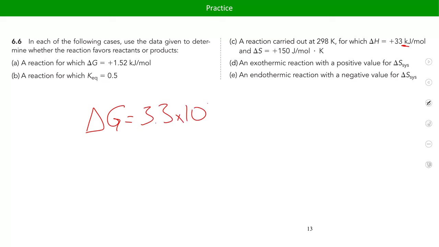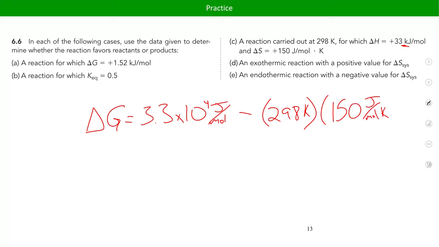So delta G is equal to 3.3 times 10 to the 4 joules per mole minus 298 Kelvin times 150 joules per mole Kelvin. So this favors non-spontaneity, this favors spontaneity. So it's all a matter of just how big it is, 300 times 150. I believe that that's larger than 33 kilojoules. That's what I was thinking too. But it's close enough that I'd want to double check. This should give us something about 45 kilojoules, right?